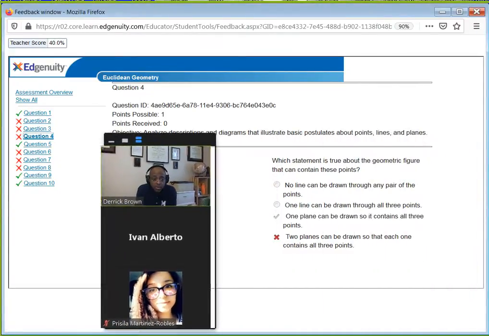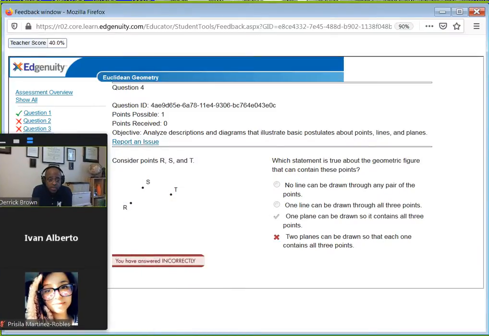Okay, move around here. We have 3 points. Which statement is true about the figure that can contain these points? Okay, I'm not going to look at the answer at all. I'm just going to think about what figures can contain these points. I could put a circle around all these points. See that? Yeah. I can put a square around these points.